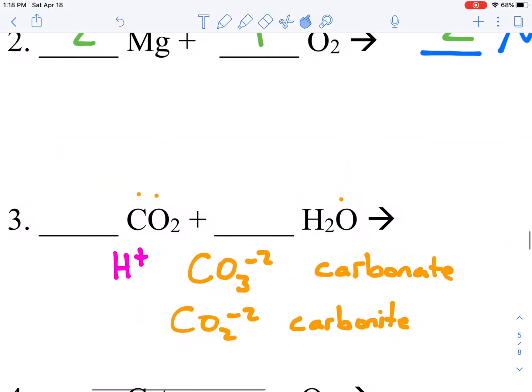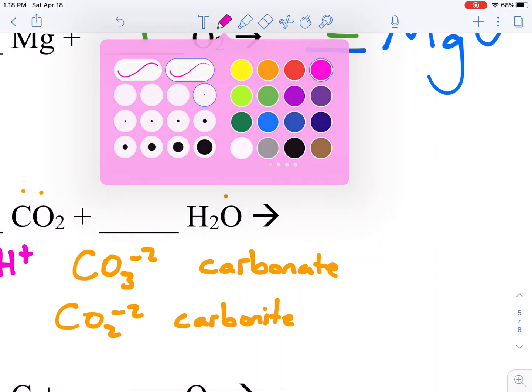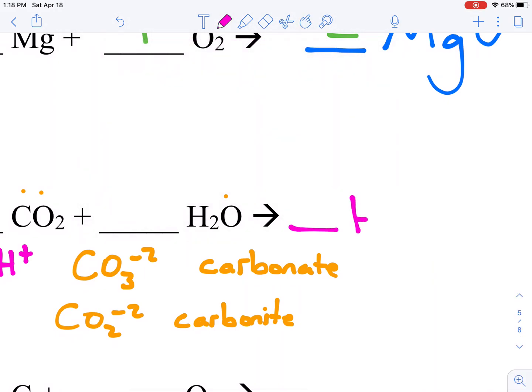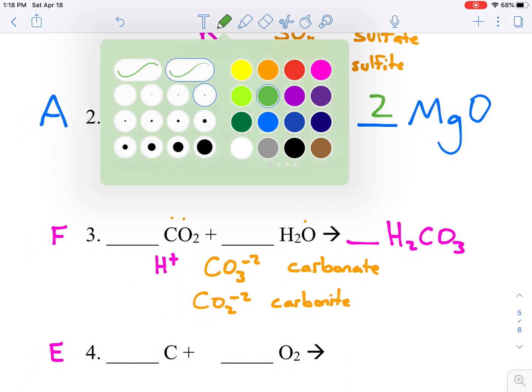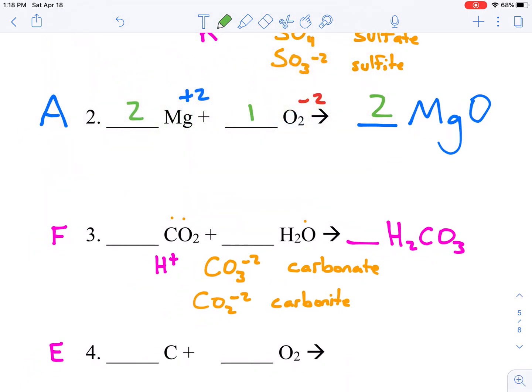Let's try carbonate first. If I make carbonate my product, so carbonic acid, H2CO3, well, you'll notice that when we do that, the balancing works immediately, right? There are two H's on both sides. There is one carbon on both sides, and there are three oxygens. So that means that carbonate was the correct choice. If you tried carbonite, H2CO2, you'd notice that it will never balance for the same reasons we saw before.